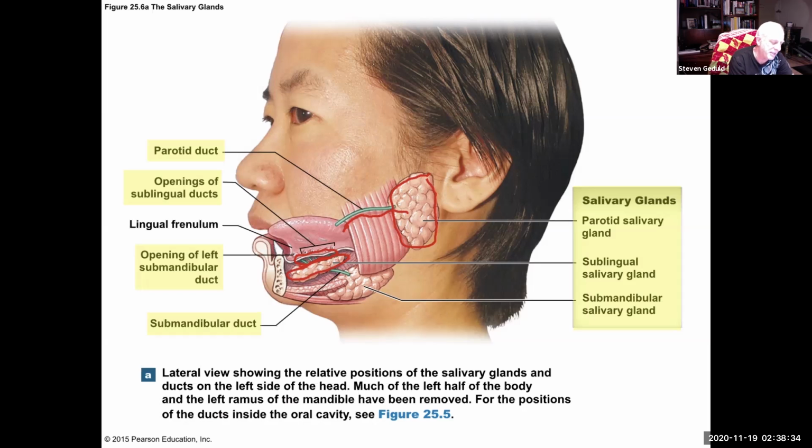Then you have your submandibular gland that sits below the mandible. And you have a submandibular duct that enters under the tongue. And these are all paired glands. There's one on each side, a right and a left. So parotid gland, sublingual gland, submandibular gland. Those are all your salivary glands in the head and neck.